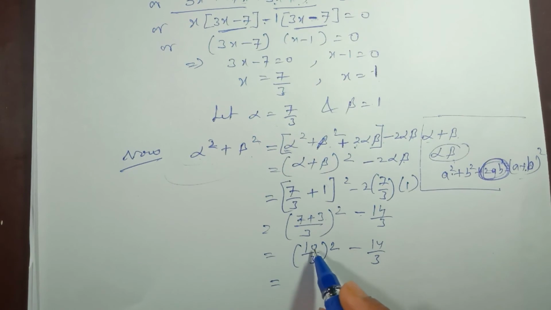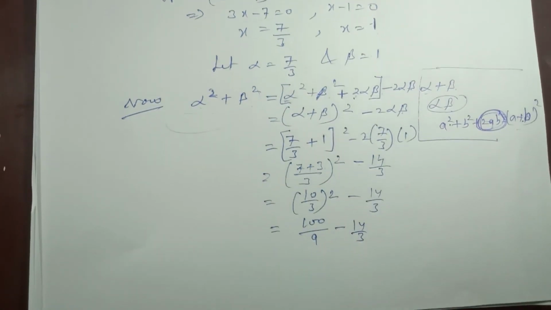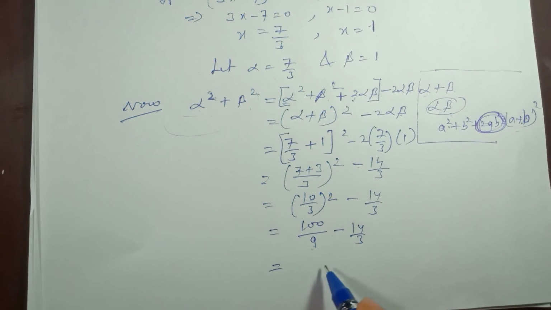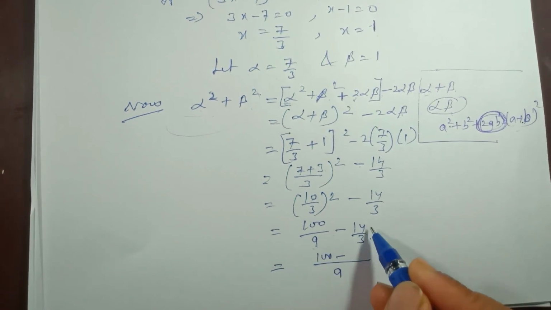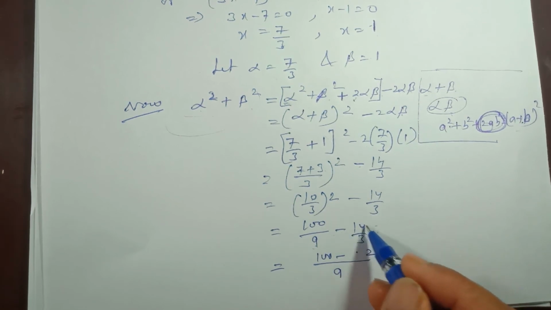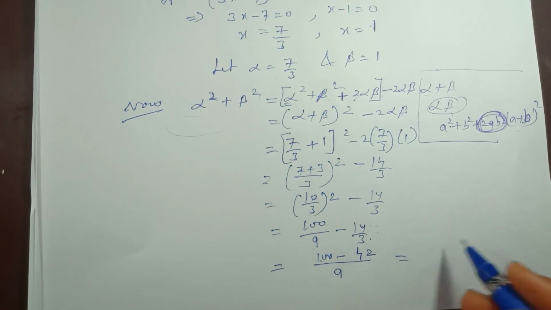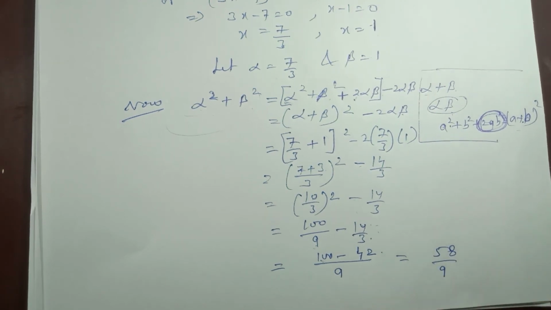Take the square: 10 square gives 100, and 3 times 3 is 9, minus 14 upon 3. Now we have to take the LCM to make the denominator the same, so it will give 100 minus 3 times 14, which is 42, over 9. 100 minus 42 gives 58 upon 9.